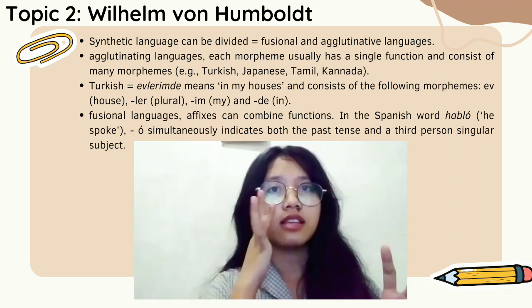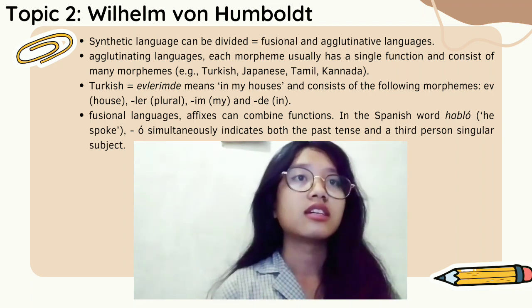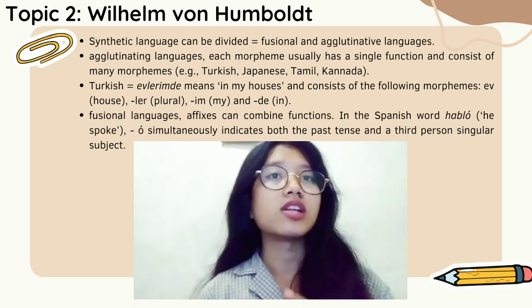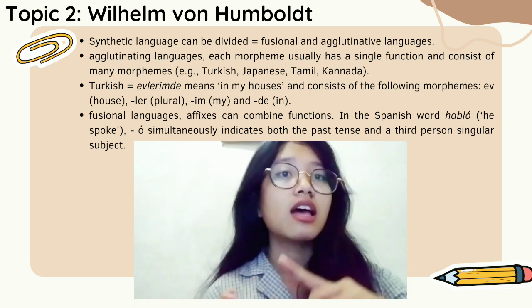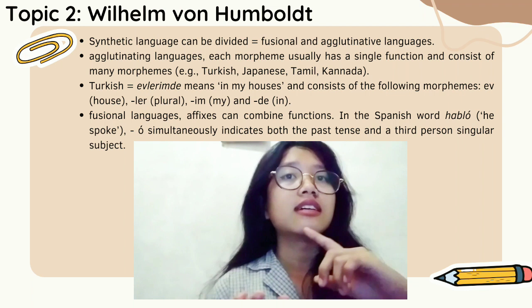Turkish is a good example of an agglutinative language. In this language, the word evlerimde means in my houses and consists of the following morphemes. Ev is house, and ler is plural, im is my, and de is in.